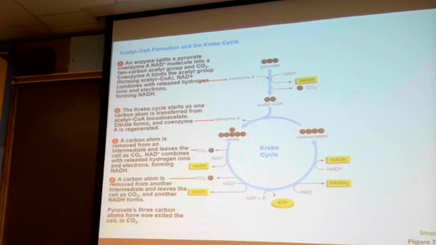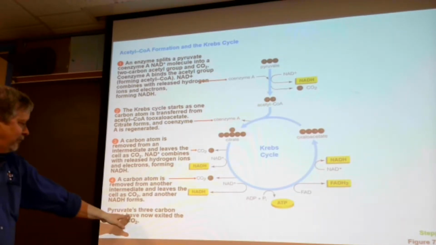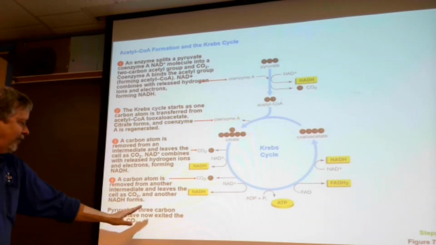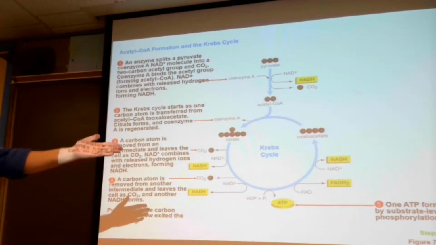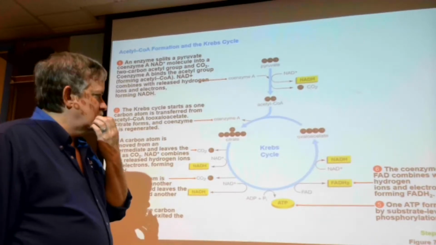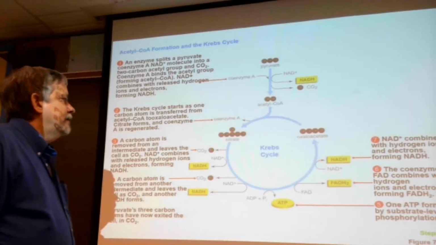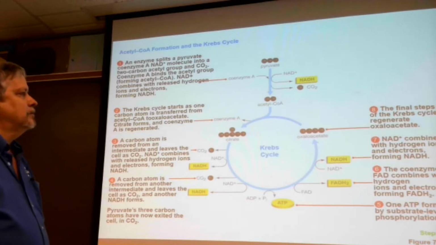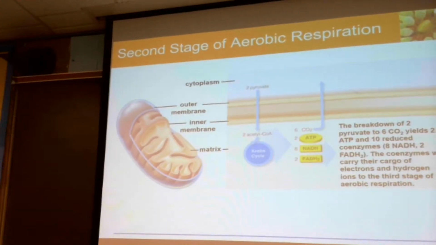So this is everything that we just covered. I like this. Pyruvate's 3 carbon atoms have now exited the cell as carbon dioxide. And then 1 ATP forms, FAD combines with hydrogen to form FADH2, and now we have an NADH formed, and we're back to oxaloacetate, and we start the whole process again.